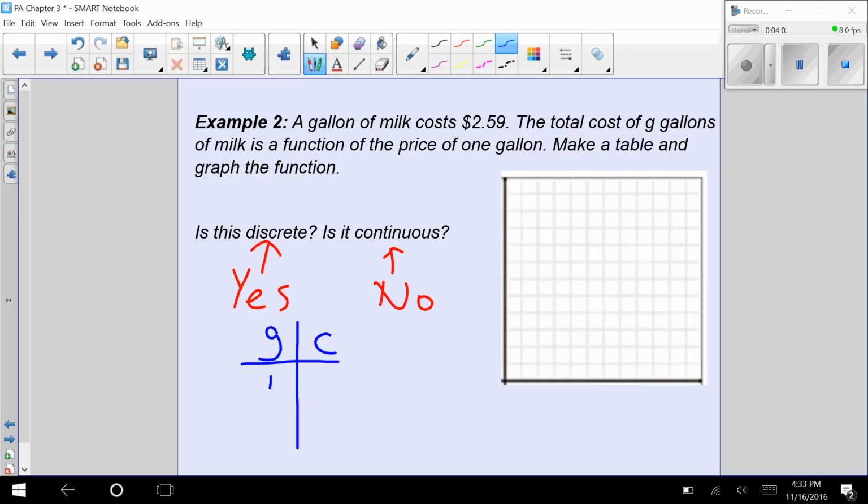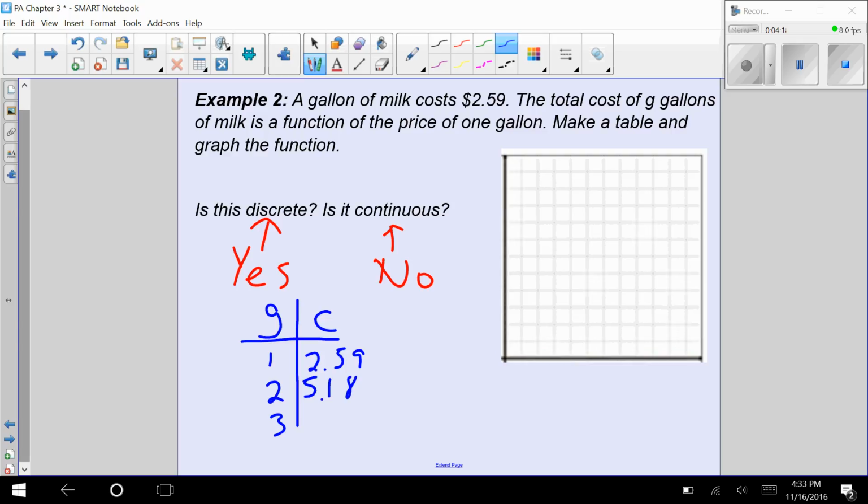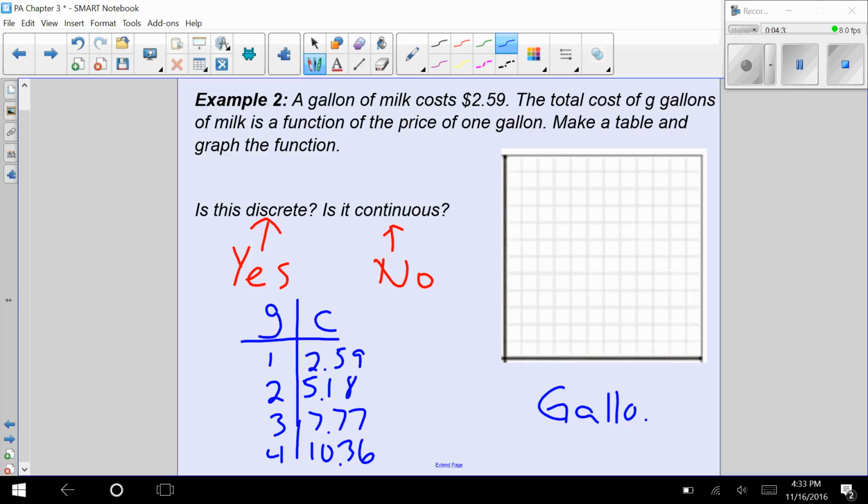So 1 gallon of milk will cost me $2.59. 2 gallons of milk would then cost me $5.18 because 2.59 plus 2.59. For 3 gallons of milk, it's going to cost me $7.77. And for 4 gallons of milk, it will cost me $10.36. Now we're going to graph it. Along the bottom, we're going to have gallons. Along the side, we will have price.